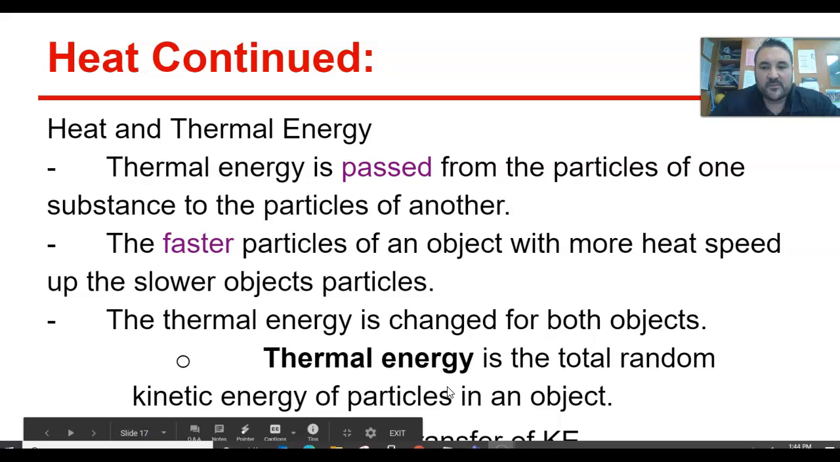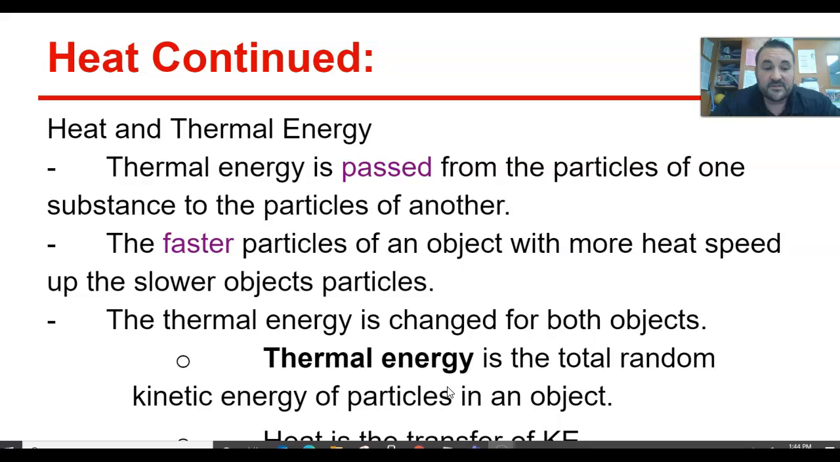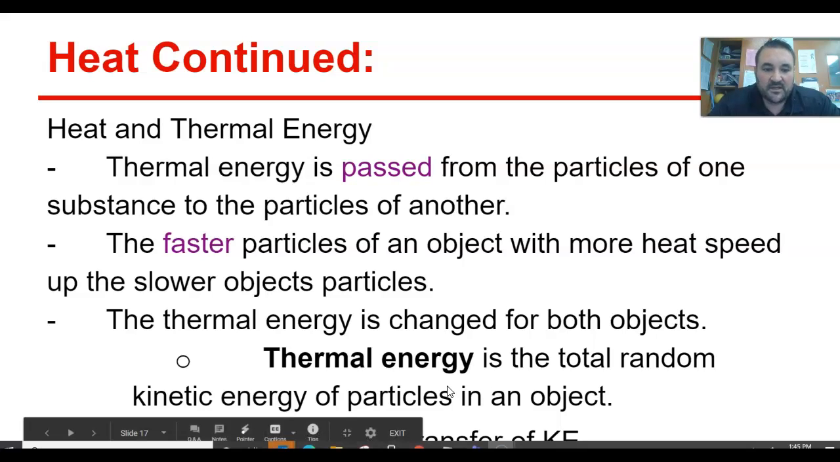Thermal energy is passed from the particles of one substance to another when those particles collide. It's all about the collisions. We talked about the collision theory. The faster the particles are moving, the more they speed up the particles that they hit. So the faster you hit a pool ball, the faster it collides into the others. Thermal energy is changed when one particle imparts energy to the other.